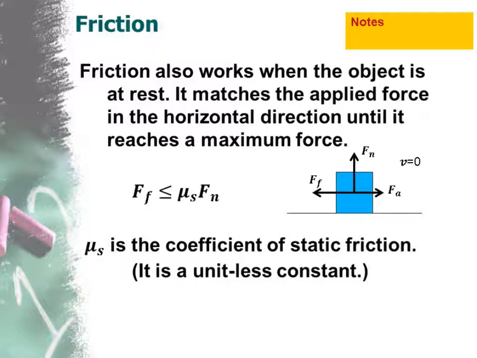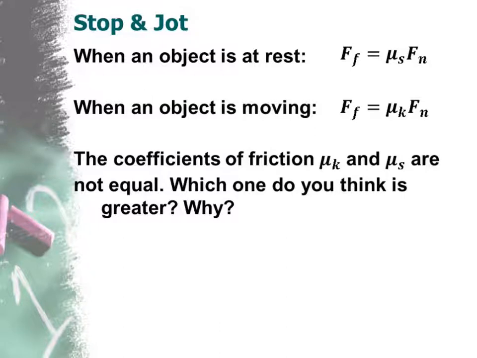So when a block is at rest, we can say that the force due to friction has to be less than or equal to this coefficient, which we call the coefficient of static friction, mu sub s, times the normal force. So when we have an object at rest, we know that the friction force is less than or equal to mu sub s times the normal force.